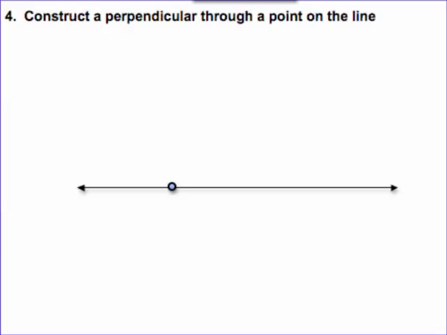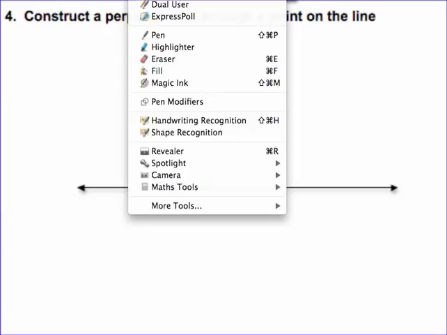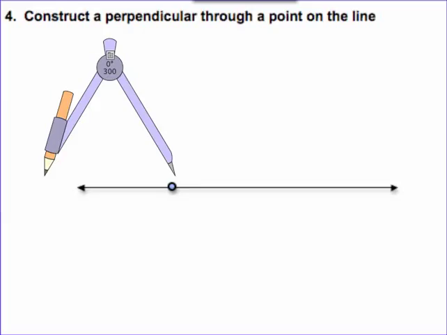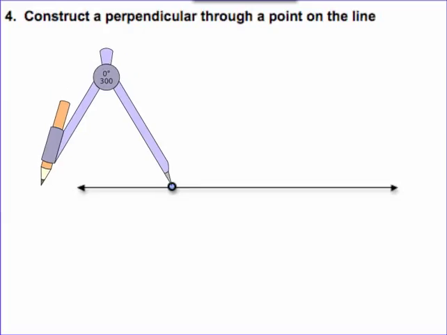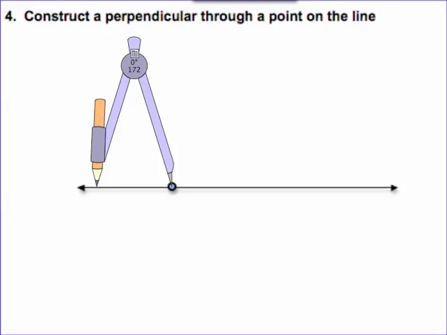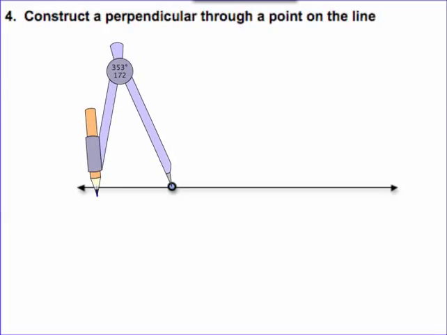The very first thing I'm going to do is get my compass. Now I'm going to place my compass tip right on that point. Now I'm also going to close my compass so that it can make an arc right there. You see that? That's the shortest distance. And now I'm going to go ahead and make an arc.